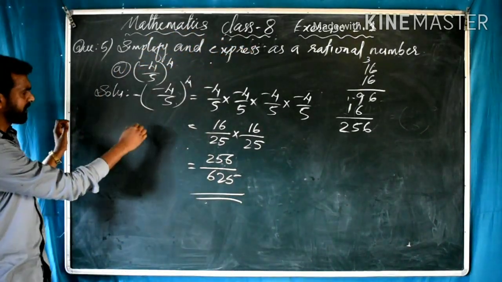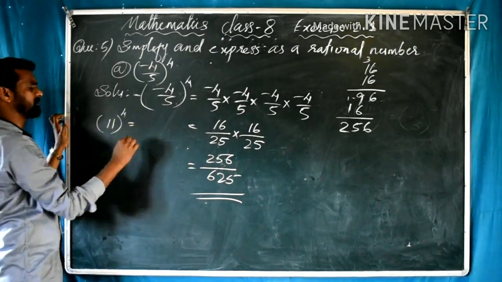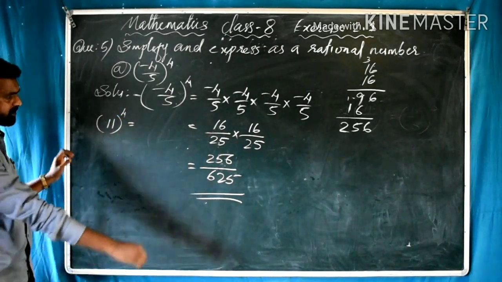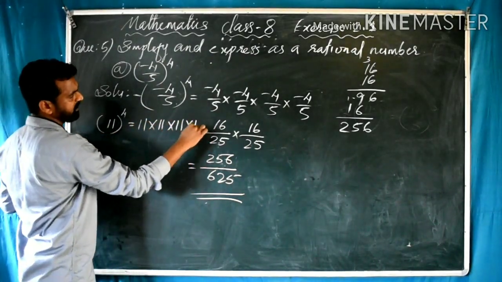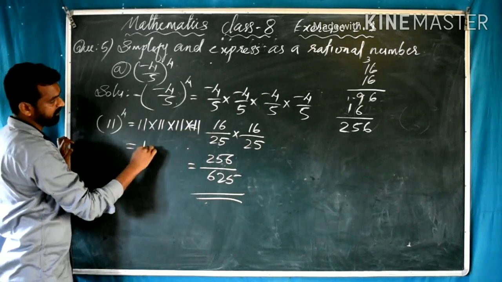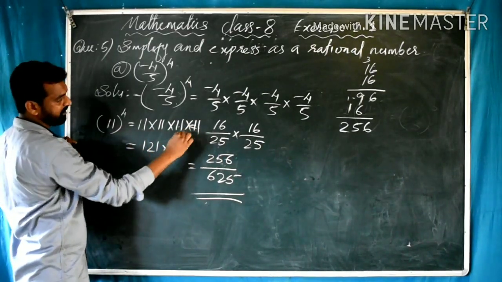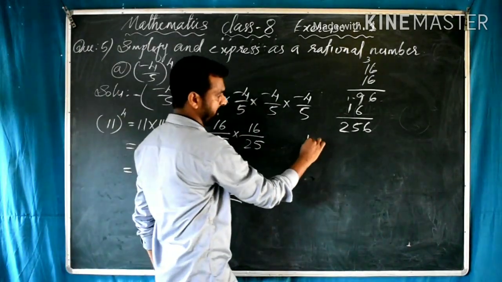Minus 4 by 5 raised to 4, we have simplified and expressed it as a rational number. Then again, one more example I will give you, that is 11 raised to 4. How can we do this one? 11 raised to 4 is equal to 11 multiplied 4 times. 11 into 11 into 11 into 11, that is equal to 121 into 121, that you have to multiply.